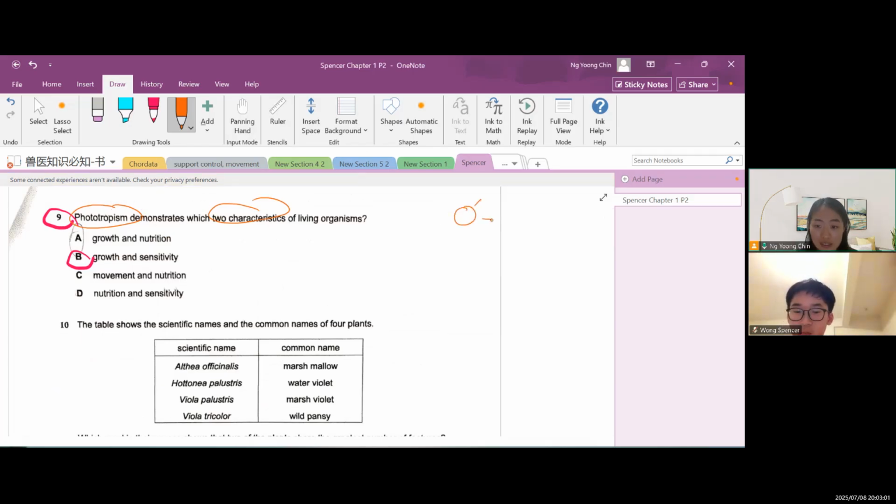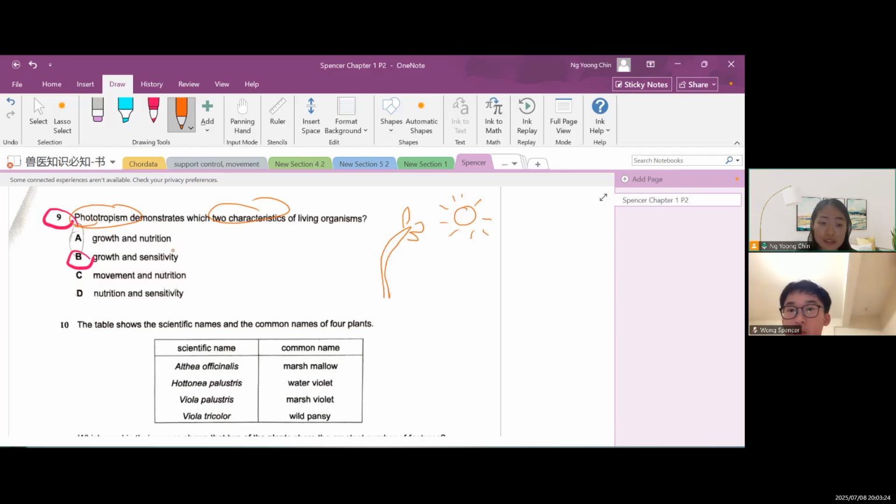This is the sunlight, okay? And then this is a plant. So they will grow in this way, always toward the direction of the sunlight. So this is called phototropism. Photo refers to photosynthesis, because plants need to do photosynthesis, right? So they will always grow toward the sunlight. So it just responds to the sunlight.